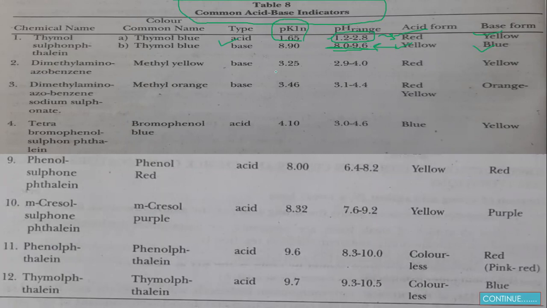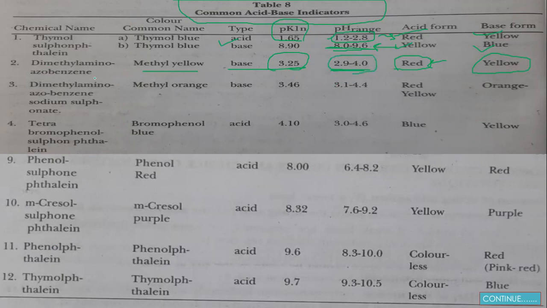Now again we'll see one more example. Dimethyl amino azobenzene. Okay, we call it as a methyl yellow. It is a base type. Okay, and its pKin value is 3.25. So it shows its change in color from acid form. In the acid form it is red in color, and in the basic form it is yellow in color. Okay, and its pH range is 2.9 to 4.0.